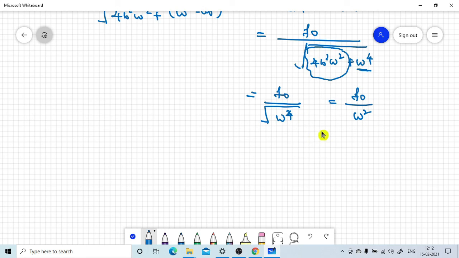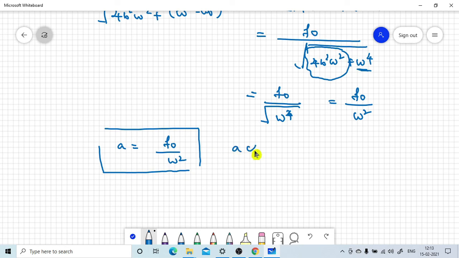What is the omega square value here? One thing we need to apply here: if a is equal to f naught divided by omega square, the amplitude depends on the square of the applied frequency. So a is inversely proportional to omega square. If more frequency is applied, that is, the driving force frequency is more, the amplitude value will be going to the less.